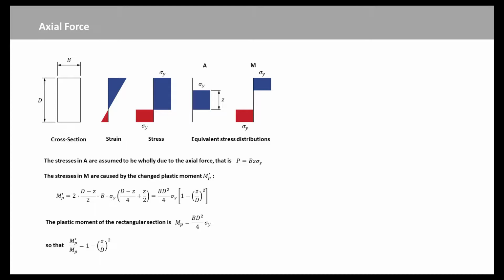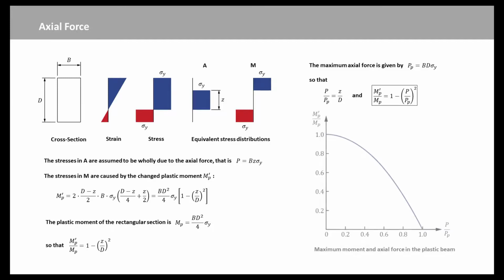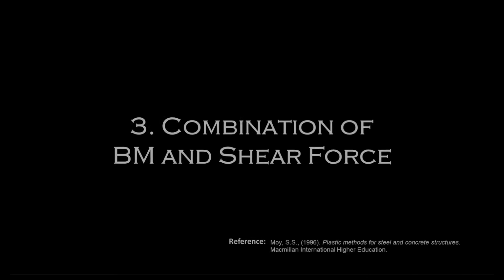we have this expression. The maximum axial force PP that the section can carry, ignoring buckling, is called the squash load, and is given by PP equal to B times D times sigma y, so that we have this equation. This equation shows that both tensile and compressive forces reduce the plastic moment because the reduction term is P over PP squared, which is always positive. This equation is plotted in this figure. Next, we will introduce the combination of bending moment and shear force.